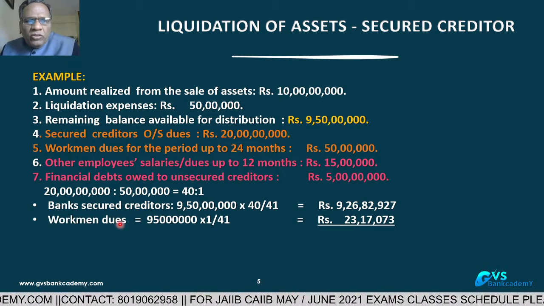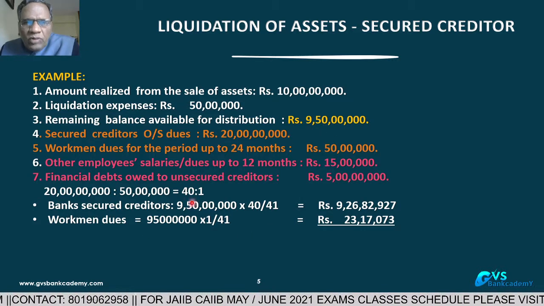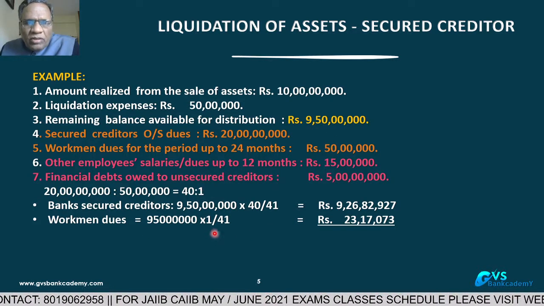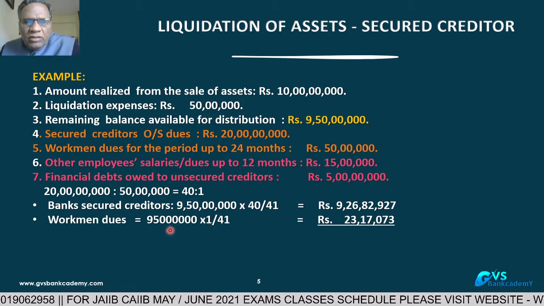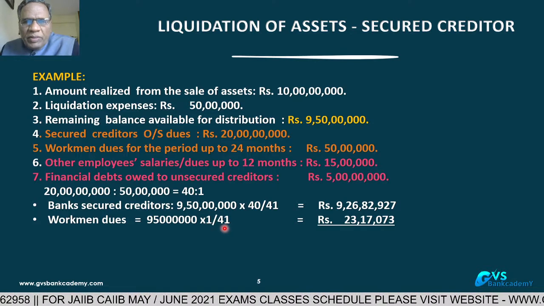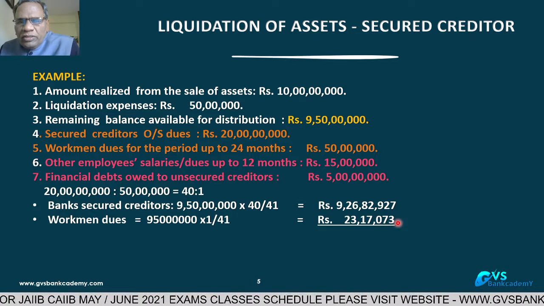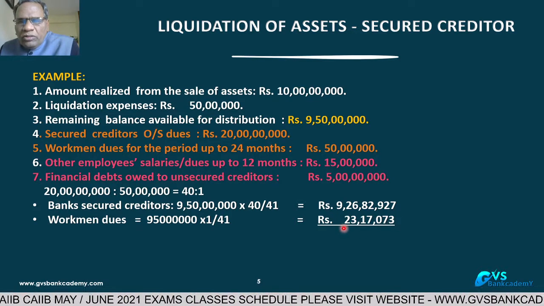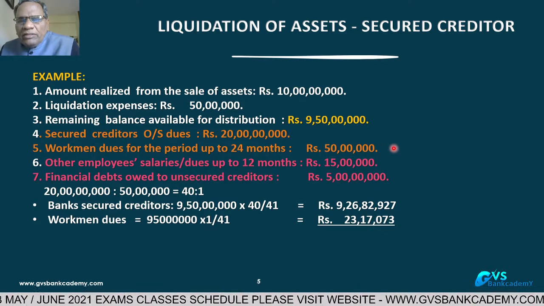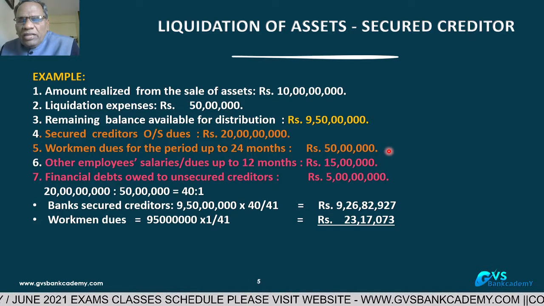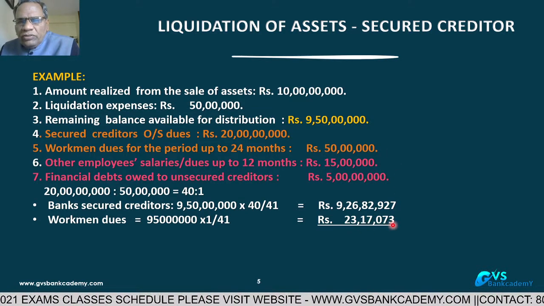The workmen dues outstanding: now workers will get 9 crores 50 lakhs into 1, because their share is only 1. 1 by 41. Out of 41, their share is 1. So 9 crore 50 lakhs into 1 divided by 41 is 23 lakhs 17,073. So workers are going to get 23 lakhs 17,073 against 50 lakhs. Against their 50 lakhs salary dues outstanding, they are going to get 23 lakhs 17,073.